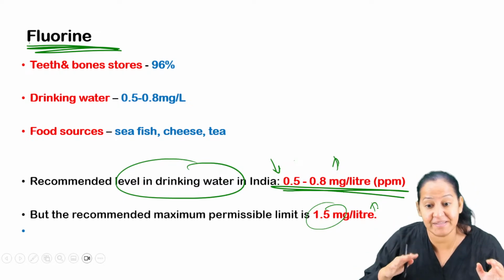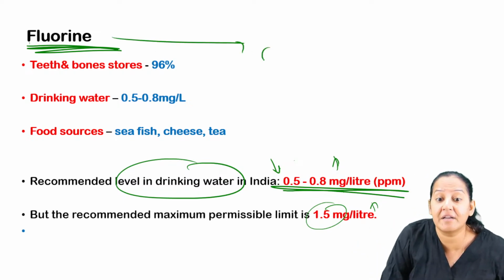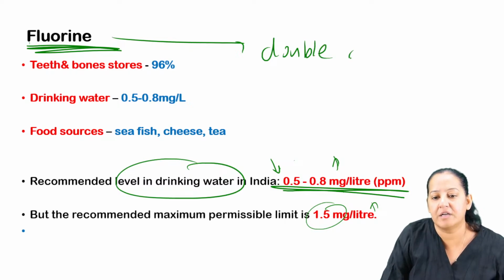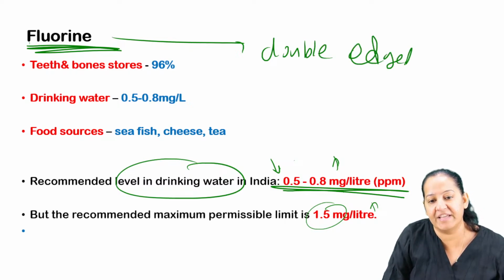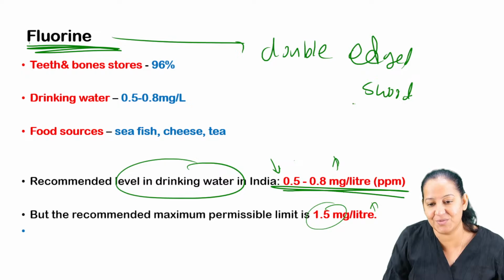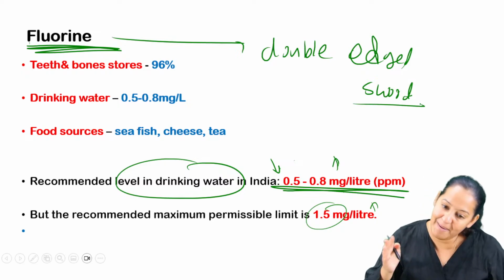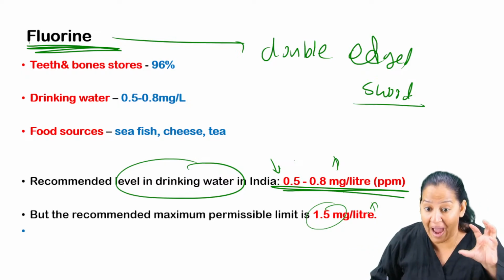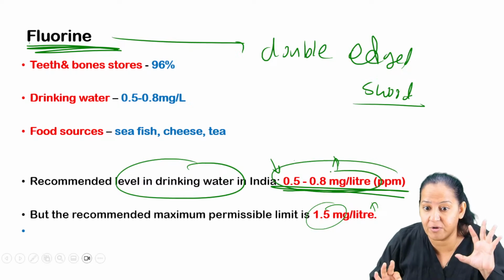कम है तो भी problem है, ज़्यादा है तो भी problem है. So fluorine is a double-edged sword. You know the meaning of the double-edged sword? दो धारी तलवार, है ना? कम है तो भी problem, ज़्यादा है तो भी problem. So you have to take fluorine in this recommended level only.